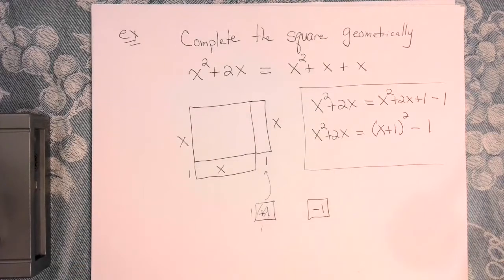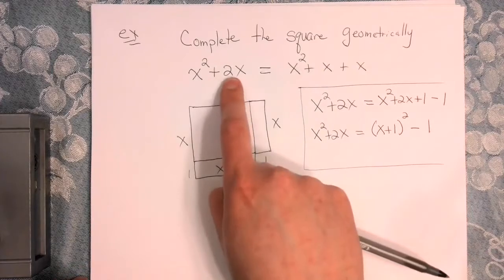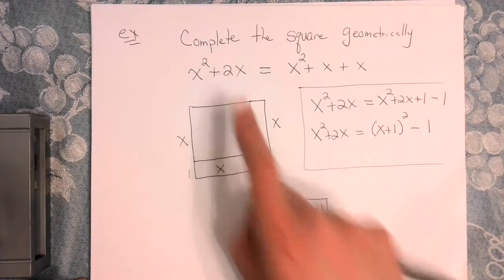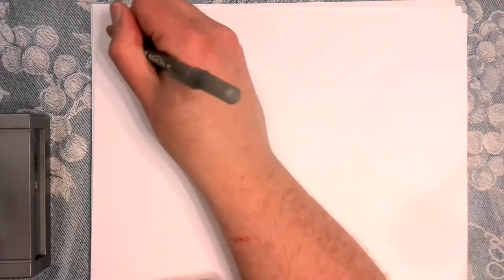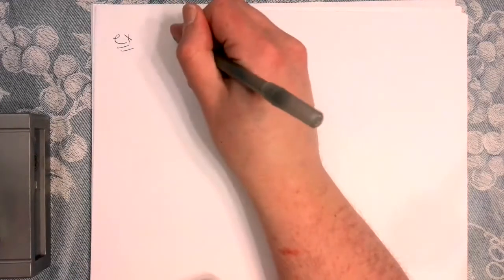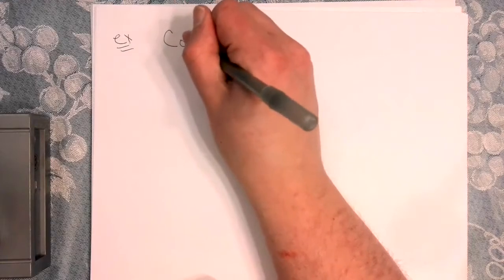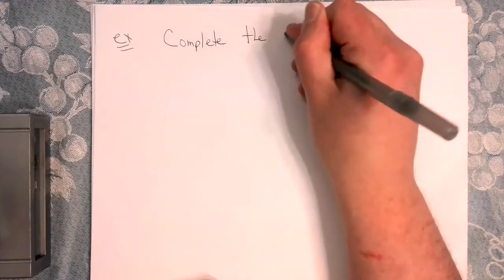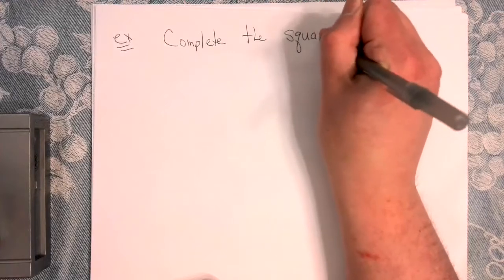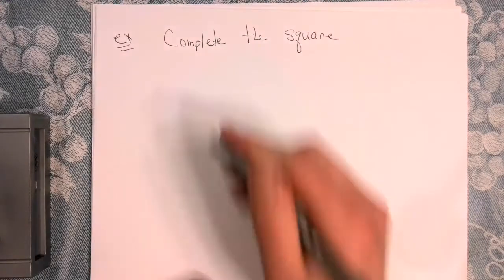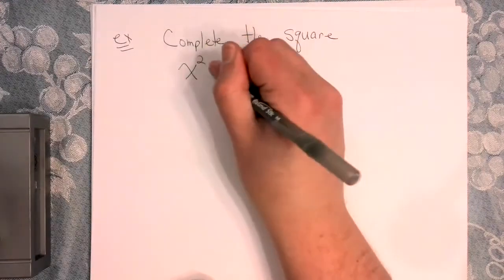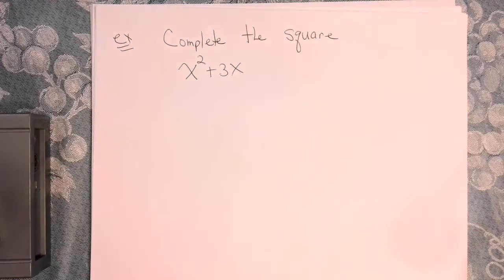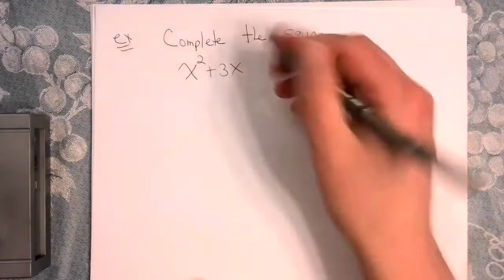Okay, so let's try one that's just maybe a little harder, a little more interesting. So what happens if that's perhaps an odd number? What if that's odd? Same instructions. Let's complete the square geometrically. And let's say we have, just for a little twist, x squared plus 3x. So we want to think about this in a similar way.